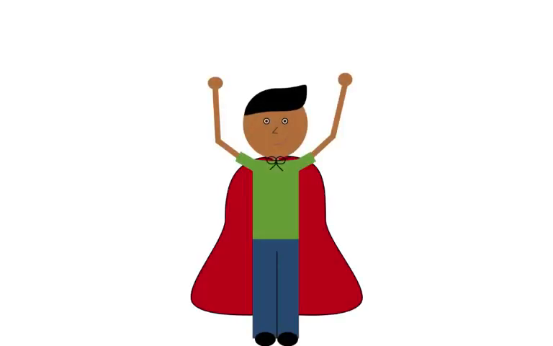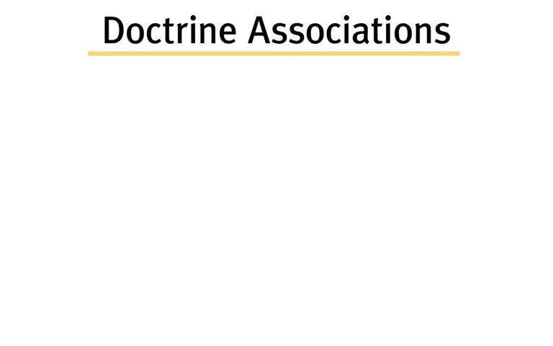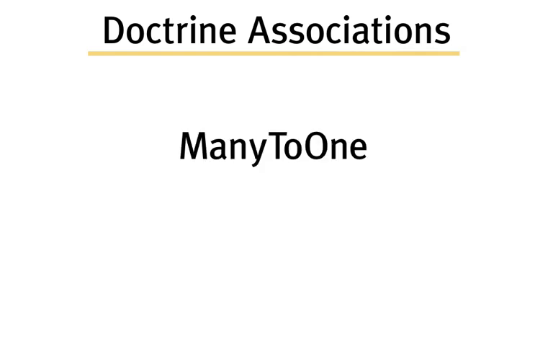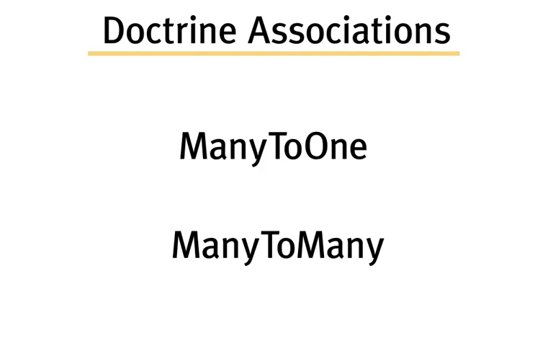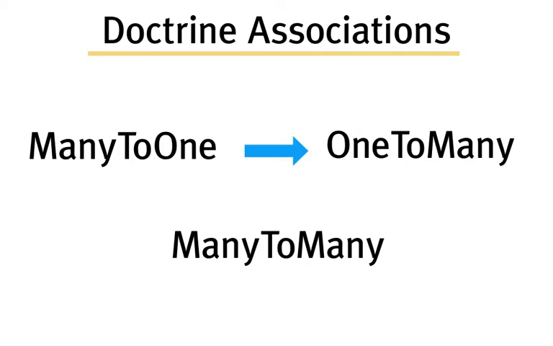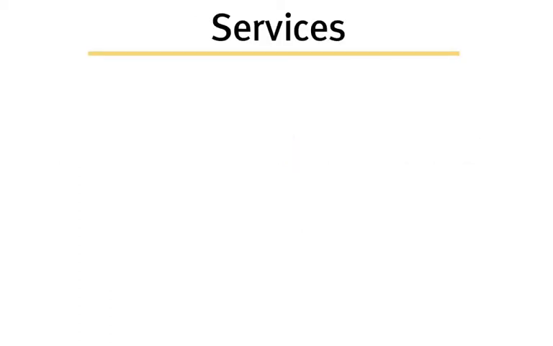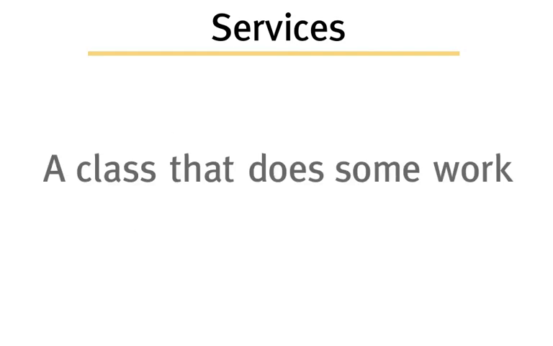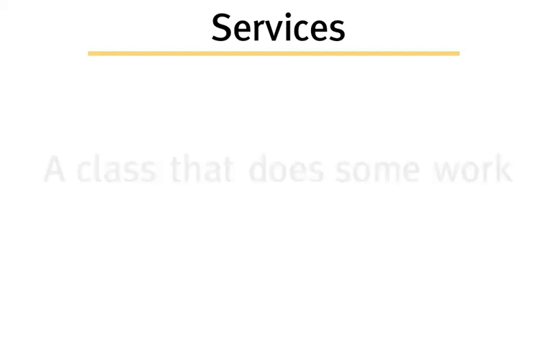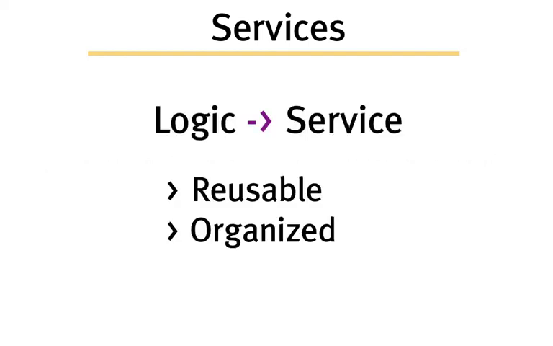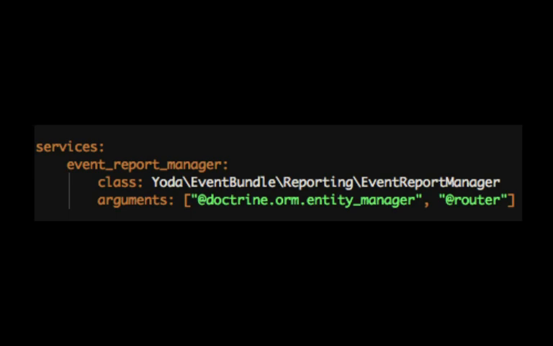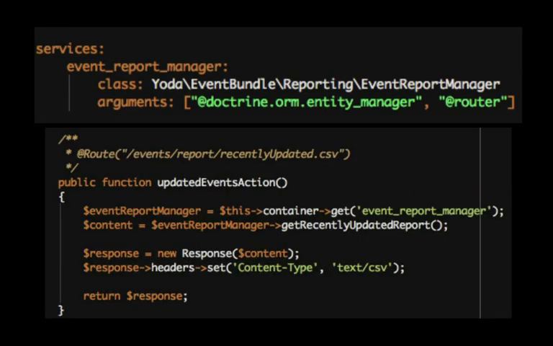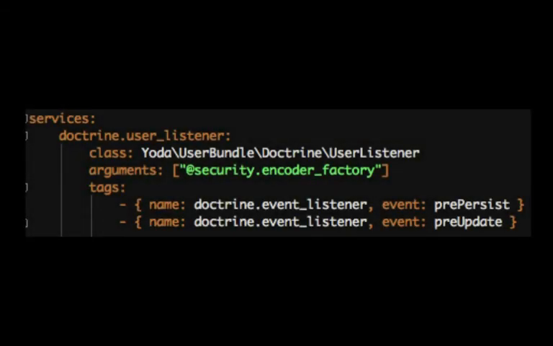You're awesome. Seriously, this was probably the most important episode yet, and you made it. Congrats! The first big piece included the two main Doctrine associations, many-to-one and many-to-many. We saw how each can have an optional inverse side, like the one-to-many side of many-to-one. The second huge piece was services, how they work, and how to create our own. A service is nothing more than a class that does some work. By putting our logic into a service, it makes it reusable, organized, and easier to unit test. When we register a service with Symfony, we teach it how to create a new instance of our object so that we have the convenience of simply getting it out of the container. We also saw a few tags and how you can use them to tell Symfony that your service should be used in some special way.